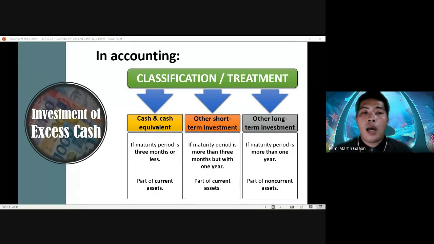Pero kapag maturity niya is more than 3 months, but within 1 year, other short-term investment siya, but automatic part of current assets. Pero kapag long-term investment na siya, ibig sabihin, more than 1 year na yung kanyang maturity period, non-current asset na yung classification. Okay? So take note of that. Maturity period. Hanapin palagi yung maturity period.